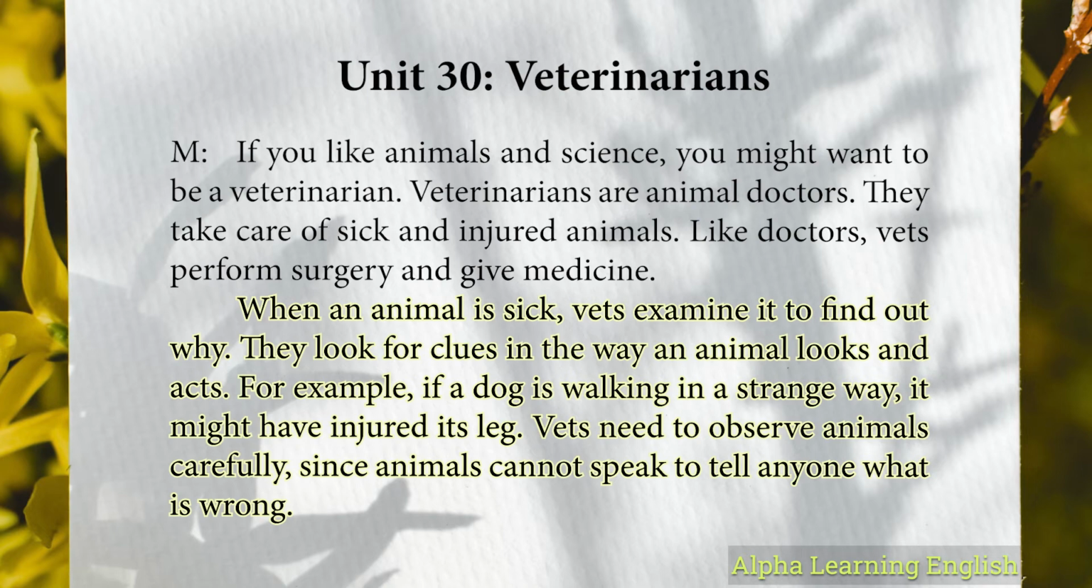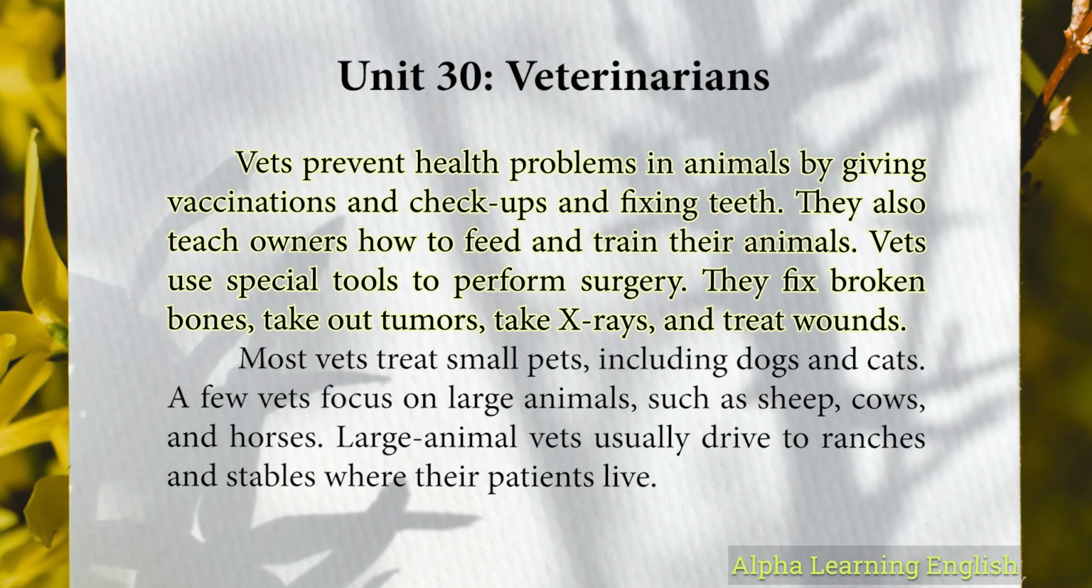They look for clues in the way an animal looks and acts. For example, if a dog is walking in a strange way, it might have injured its leg. Vets need to observe animals carefully since animals cannot speak to tell anyone what is wrong. Vets prevent health problems in animals by giving vaccinations and checkups and fixing teeth. They also teach owners how to feed and train their animals.